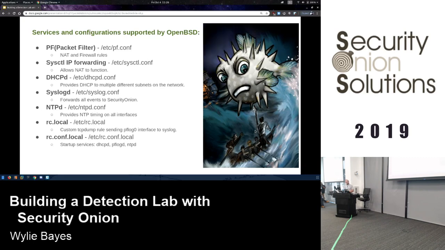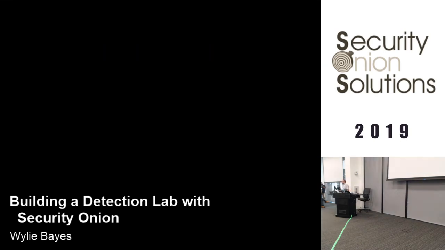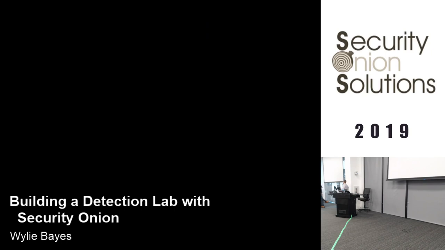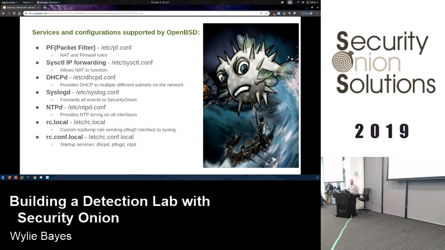And then we've got an rc.local file. This is where you can create some commands that'll get started up when the machine boots. So we have a custom tcpdump rule to get all of our packet filter data to our Security Onion.